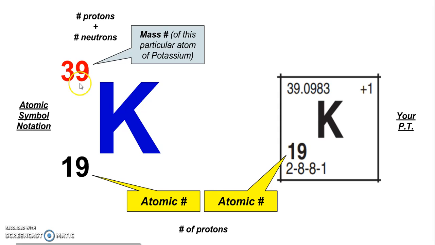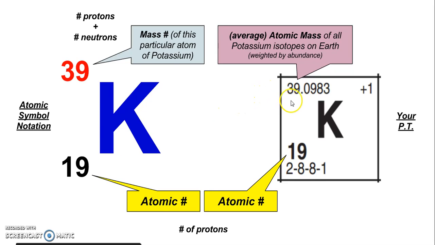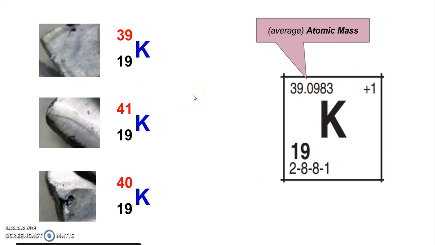That means it's the number of protons and neutrons that this one particular type of potassium, or one particular atom of potassium, has. Over here, this number with the decimal is the average atomic mass of all potassium isotopes on Earth. It's a weighted average, weighted by the abundance of those isotopes of potassium. That's what that is on your periodic table. It's not quite the same thing, and let's explain why.